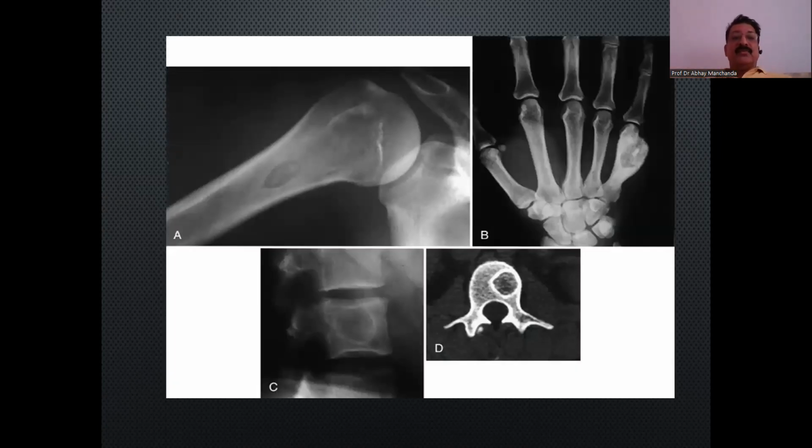These are a few X-rays where you can see a lytic lesion in upper part of humerus, a lytic lesion well circumscribed in vertebra, in CT scan, and in flat small bones of metacarpal. You can find osteoblastoma.